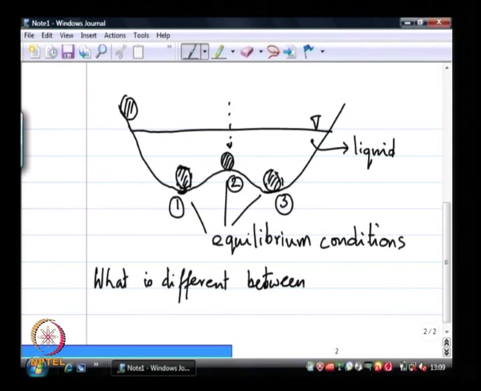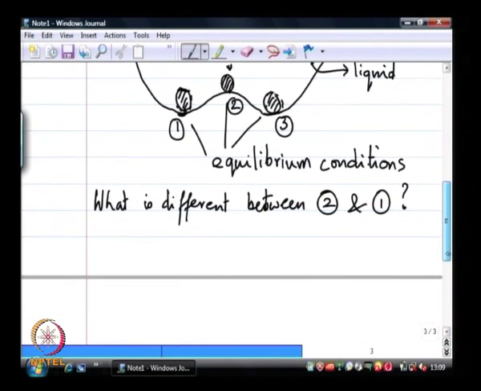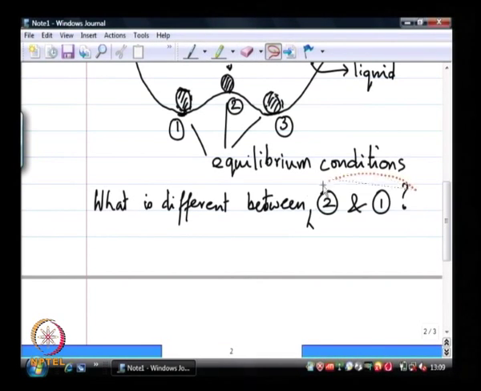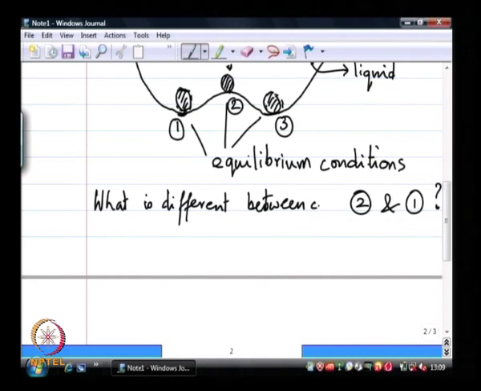The fundamental difference is this. I'll number these equilibrium conditions as 1, 2 and 3, and I am asking the question, what is different between 2 and 1? I am going to leave 3 out because 3 is the same as 1, for now. Okay. So, what is different between conditions 2 and 1? The answer is in the response to small perturbations.